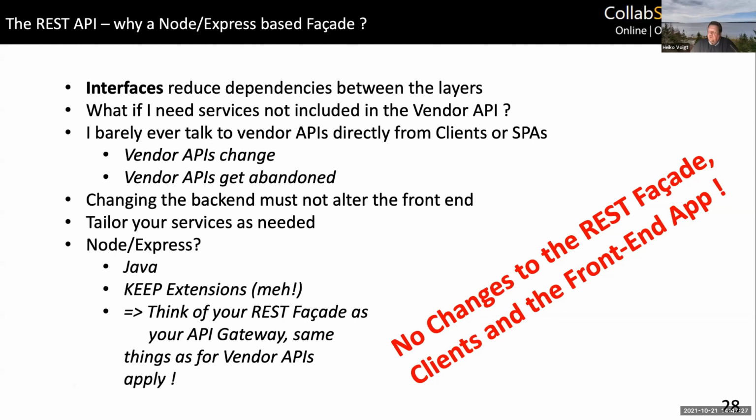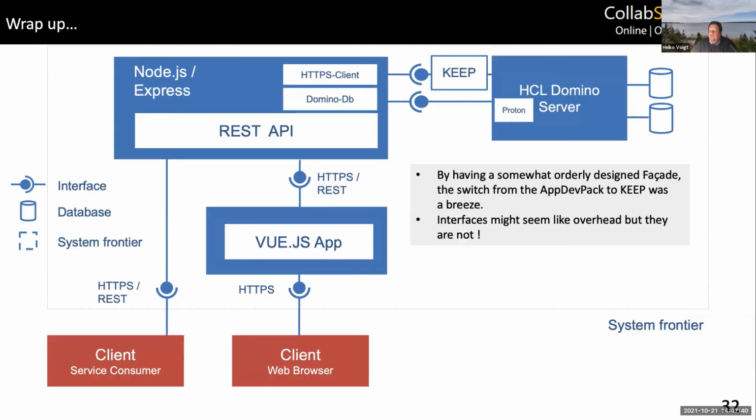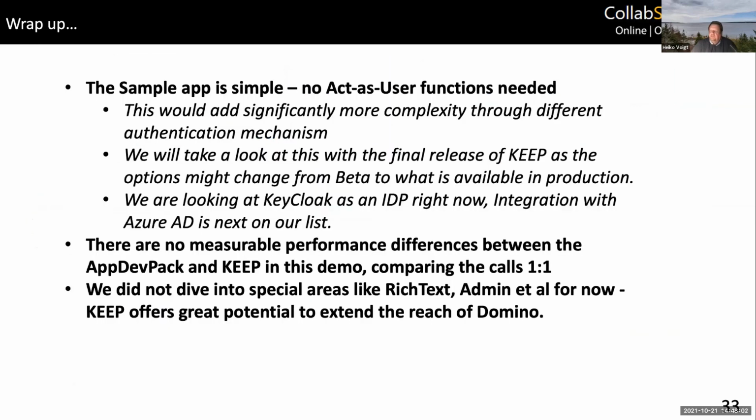And as we transitioned now from DominoDB over to the Keep APIs, we didn't have to do anything on the front end, right? The front end is totally untouched. We went through those, and this is more or less the end piece. Both implementations are still working and would be usable. And having this somewhat orderly designed facade, the switch from the AppDev Pack to Keep was really, really straightforward and very easy to accomplish in that particular case.